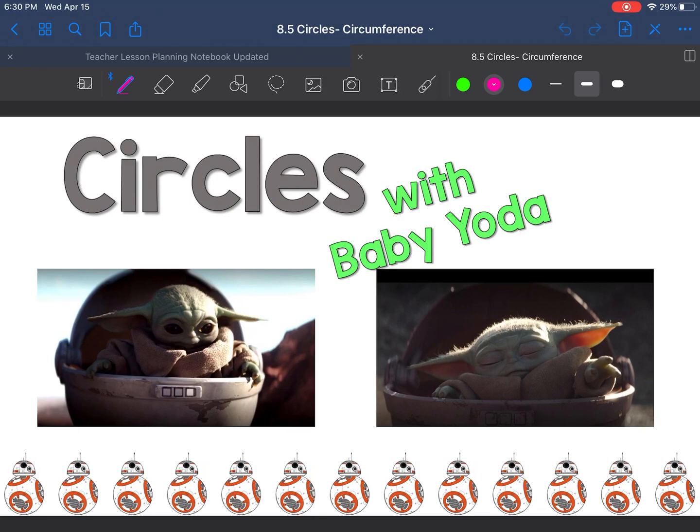Because who doesn't love that cute little Baby Yoda? I mean, look at him. He's so tiny. I just want to snuggle with him. But today we're going to talk about circles. I love this lesson.